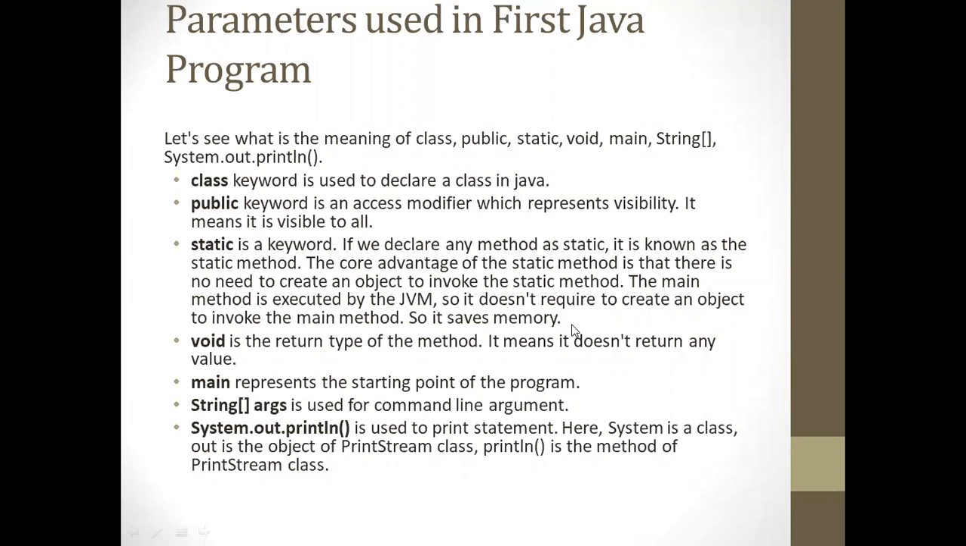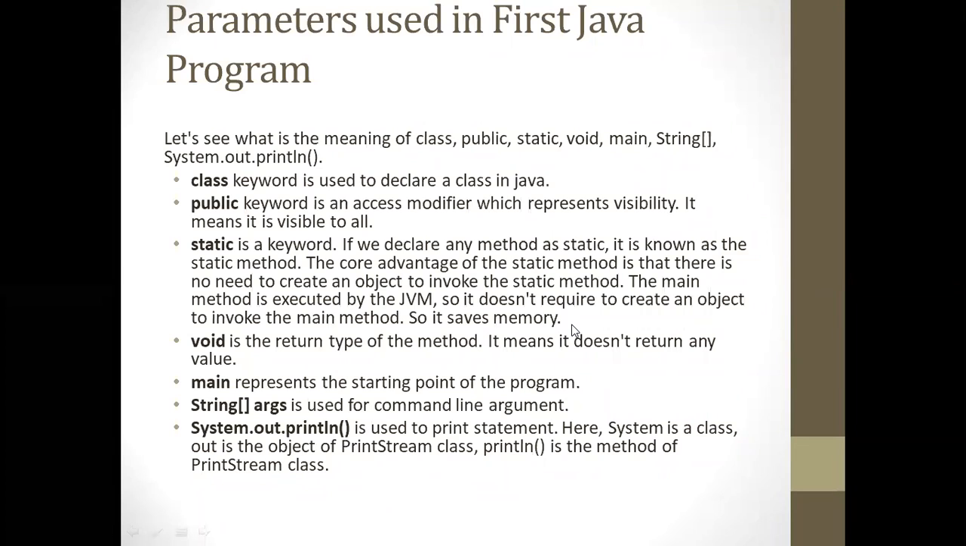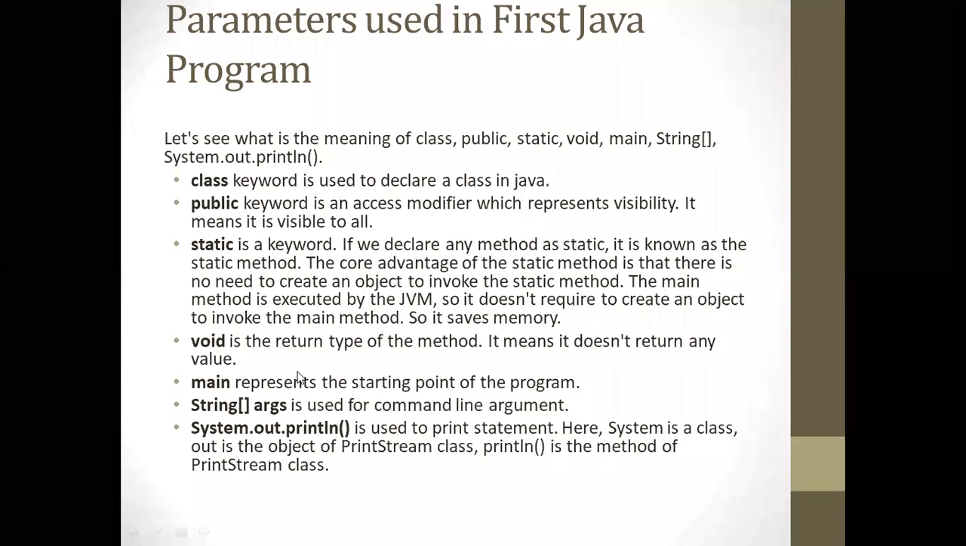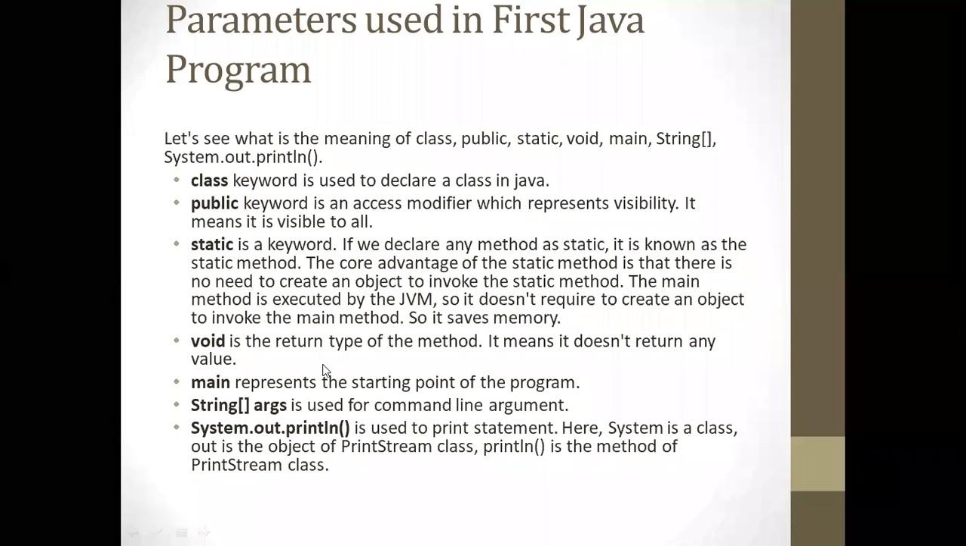Okay, so in order to not use any object to execute a main method by the JVM, we use the keyword static over here. Void is there to mention the return type of the method. So in my case, the method I am representing is the main method.